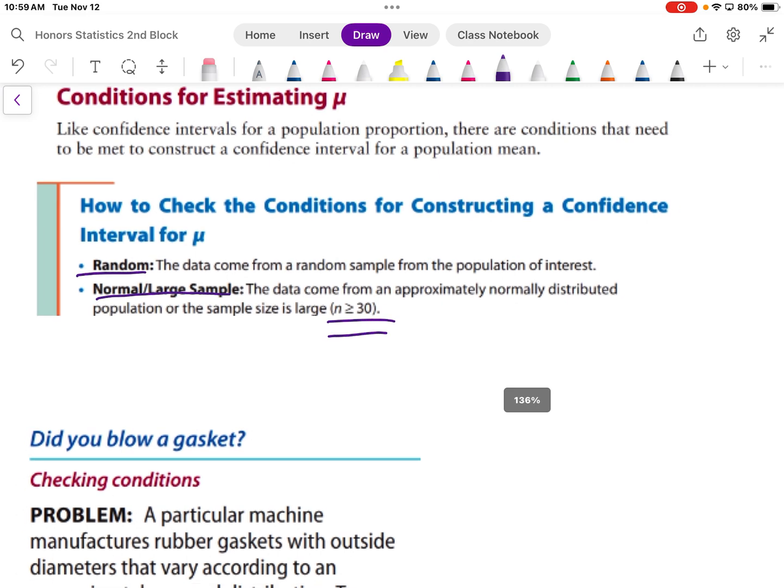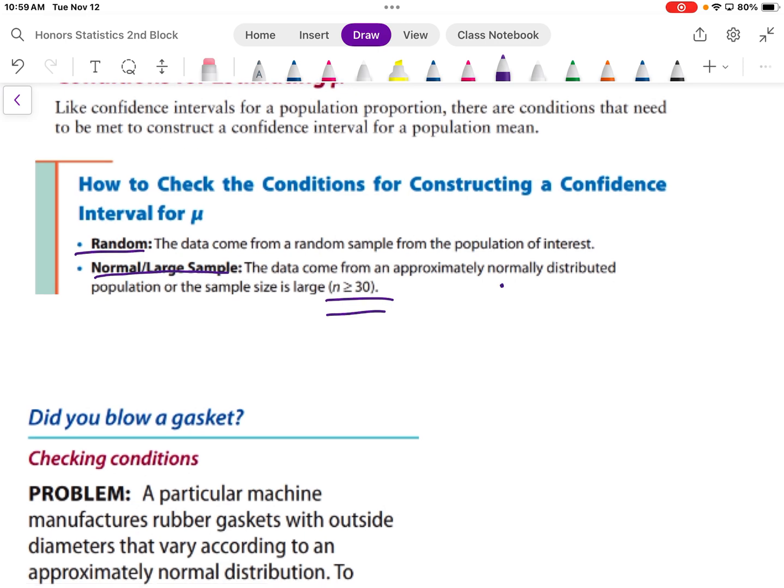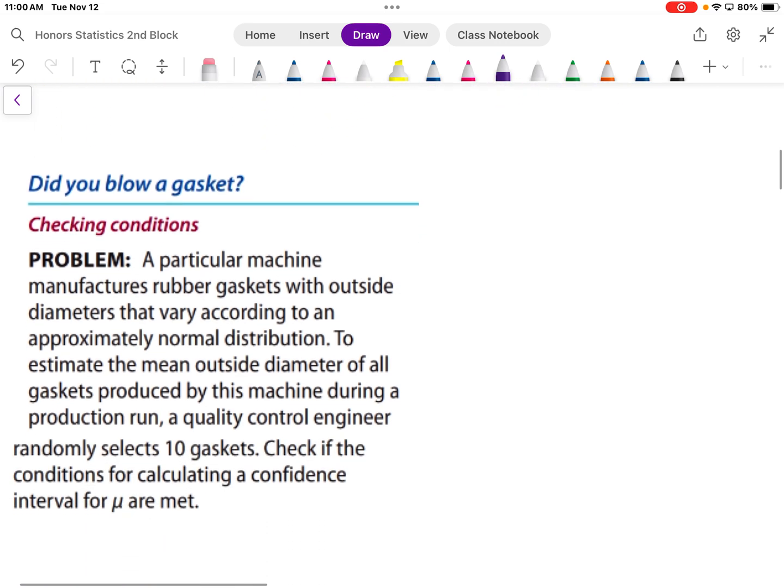This also comes from the central limit theorem, the CLT that we learned last chapter. If they tell us that it's approximately normally distributed, even if my sample size is below 30, I can go ahead and do it. The central limit theorem says that if they tell us it's approximately normal or my sample size is bigger than 30, then I can treat it like a normal distribution and do the confidence interval and find the probability stuff. So we get to use both of those things as we're looking for normal or large.